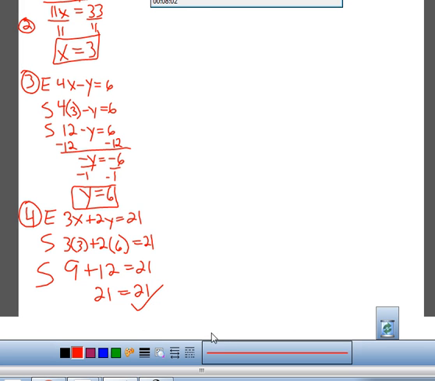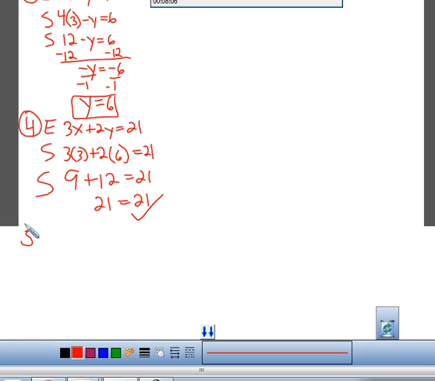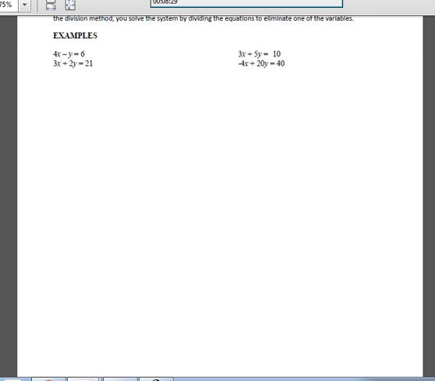Remember, step 5, state your solution. Solution is the point 3, 6. And you're done. So that's one example for multiplying. Back up to the top.